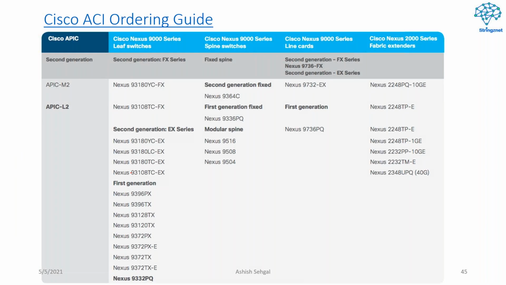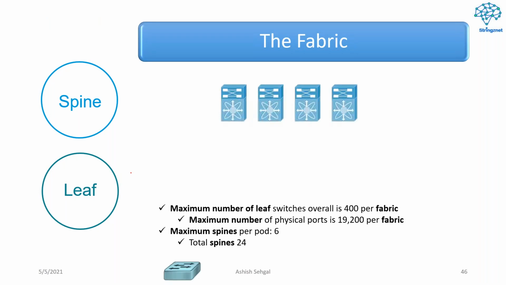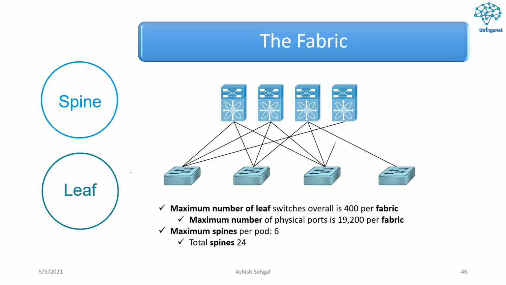Well, the ACI ordering guide. This is just a Cisco tool in case you are entrusted with the responsibility to order the ACI fabric and the devices, you need to look into this particular data sheet. Okay. The scalability of the fabric. How many maximum number of spine switches? How many maximum number of leaf switches? How many maximum number of APIC controllers?